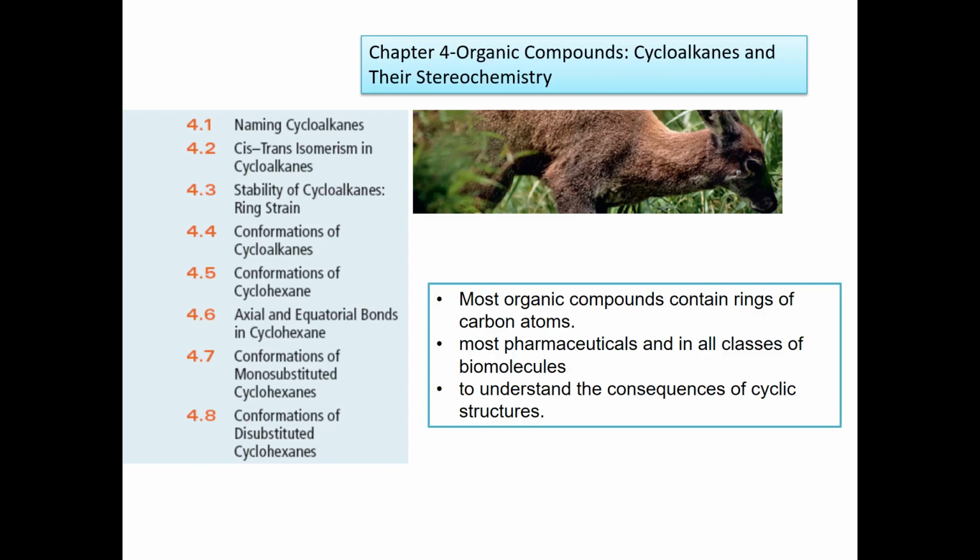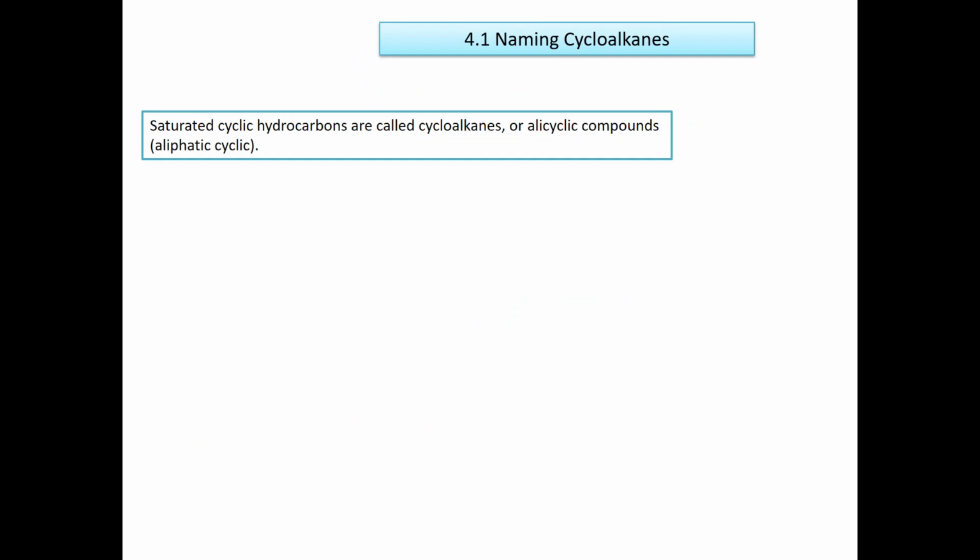One important thing is that most organic compounds contain rings of carbon atoms. Most pharmaceuticals and drugs or biomolecules contain rings. We need to understand the consequence of cyclic structures, basically the conformations possible. Naming cycloalkanes, this will be easier. Saturated cyclohydrocarbons are called cycloalkanes or alicyclic compounds.